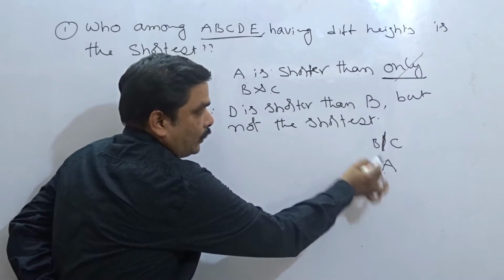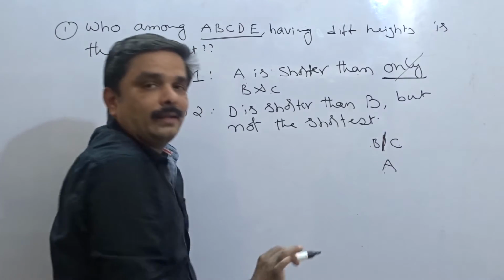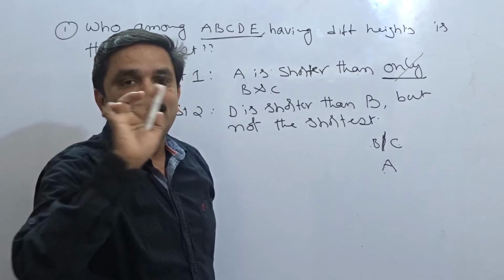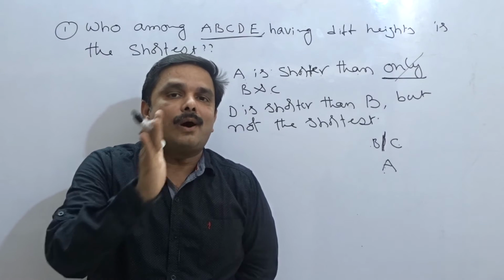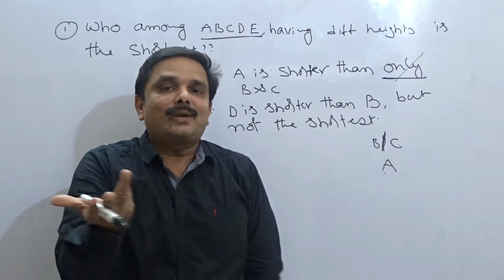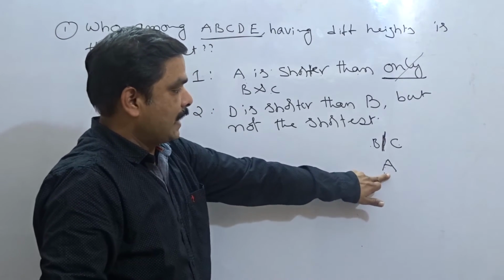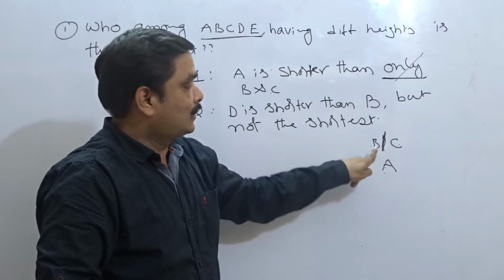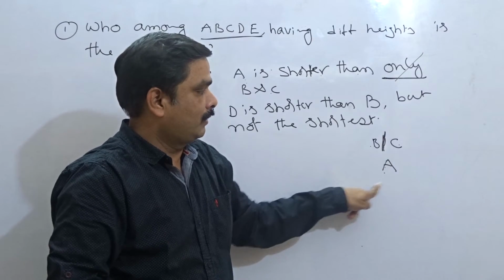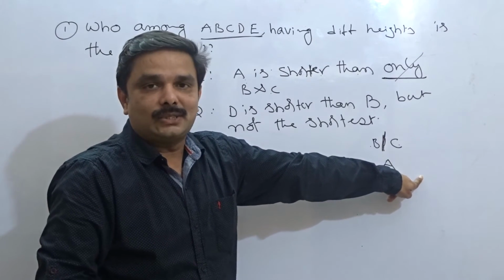Now, "A is shorter than B and C" means they are not talking about the rest of the 2 persons, that is D and E, either directly or indirectly. So I cannot comment anything on the places of D and E there. They may be above A or below A. So in this case there is no possibility of taking the position of D and E as such.